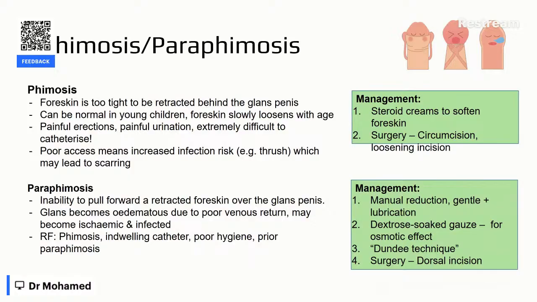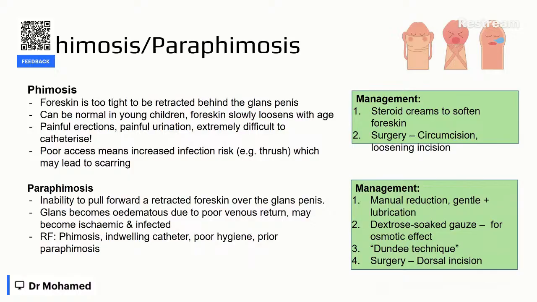The risk factors are a pre-existing phimosis, an indwelling catheter, poor hygiene, and a previous paraphimosis. When I've seen it, it's been in patients who do, for example, intermittent self-catheterization. They might just forget. They're frequently having to retract their foreskin, and they might have forgotten one time, and then they'll present with recurrent paraphimosis. The management is essentially a manual reduction, which can be quite uncomfortable for the patient depending on how long the paraphimosis has been left.